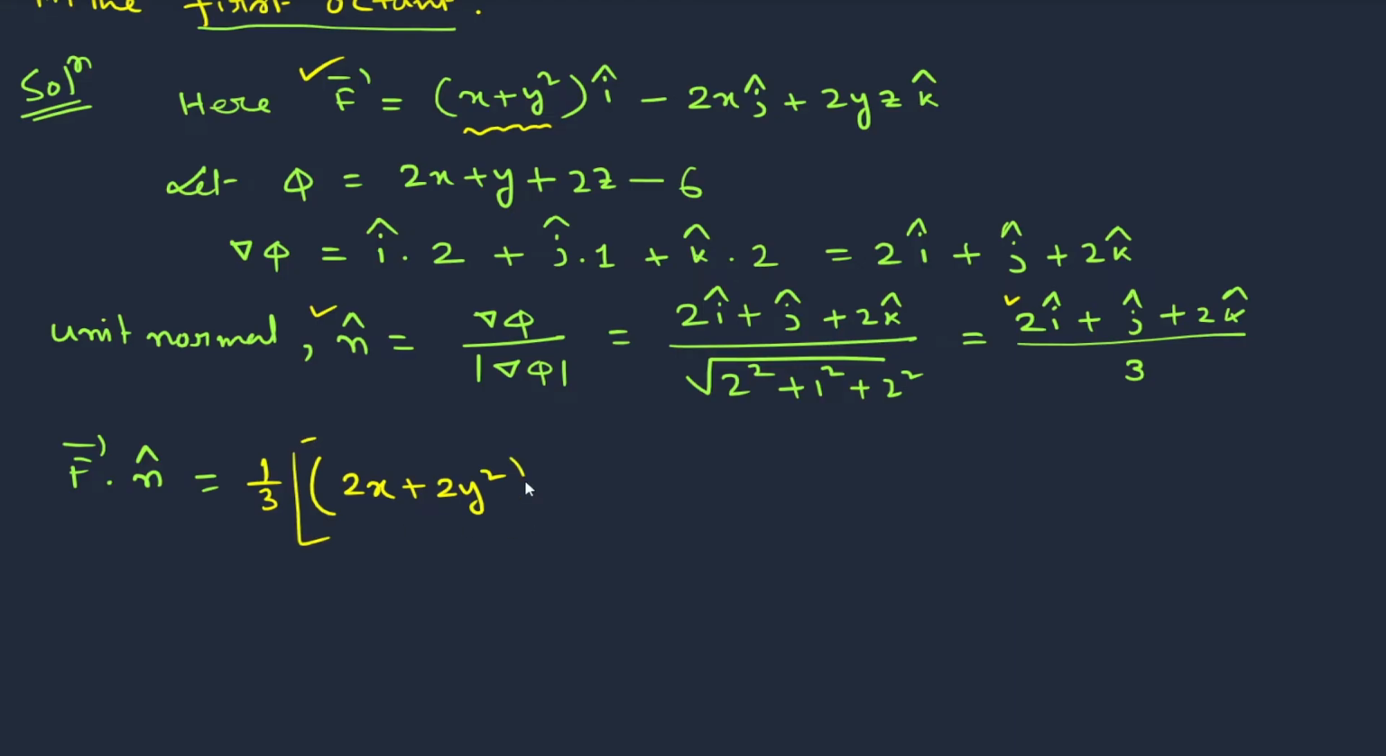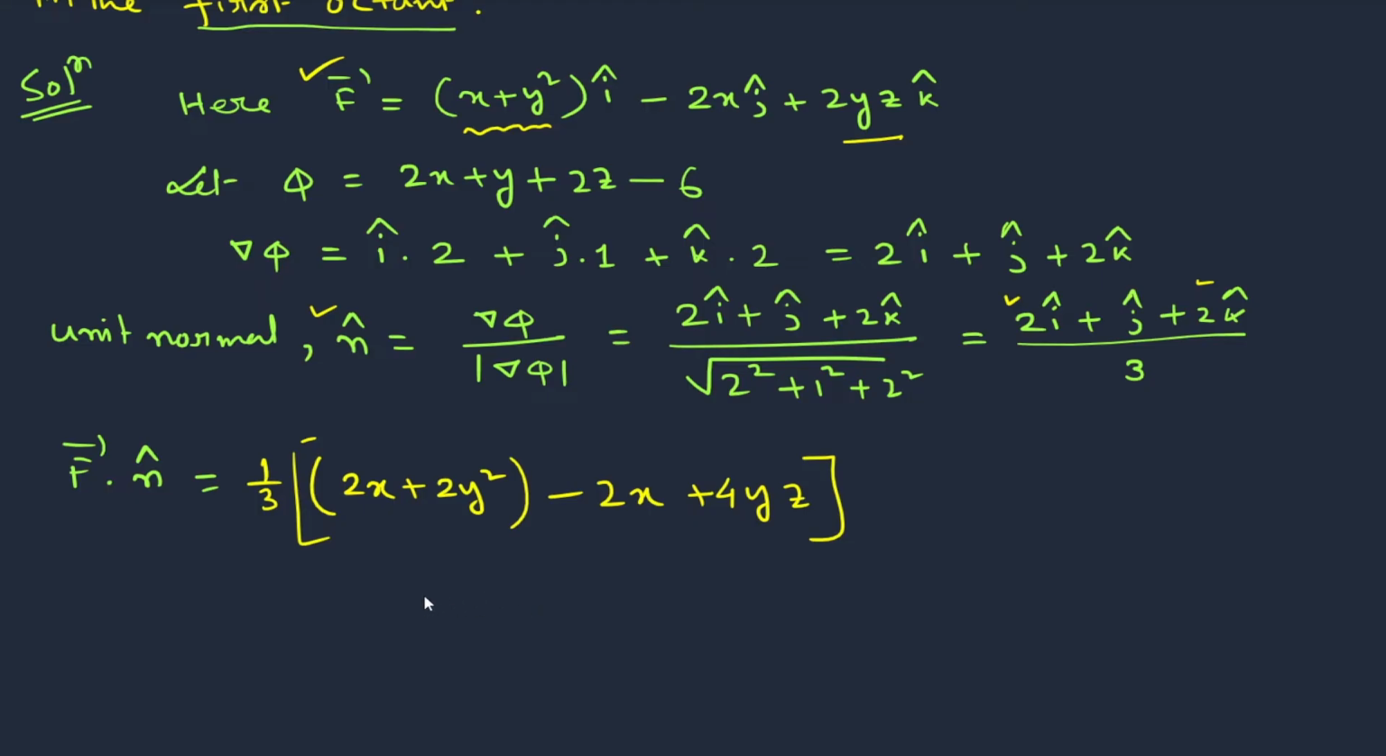Then with j cap we have minus twice x, and with j cap we have 1, so ultimately we have minus twice x. And then finally we have 2yz, and here we have 2, so it will be 4yz. So this is our F bar dot n cap.